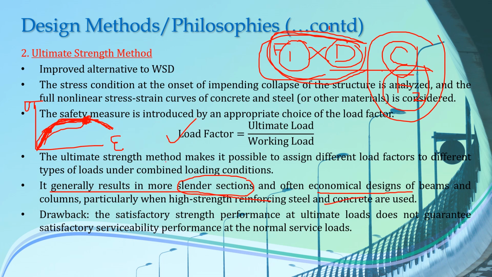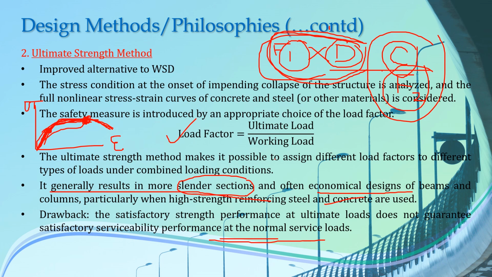And the drawback of this method is that because the structural sections are slender, the serviceability performance may not be satisfactory. Whereas in working stress method, because of larger cross sections, the serviceability condition was satisfactorily performed. Because of the slender cross sections here, the serviceability performance at normal service load may not be satisfactory. So this is about the ultimate strength method.